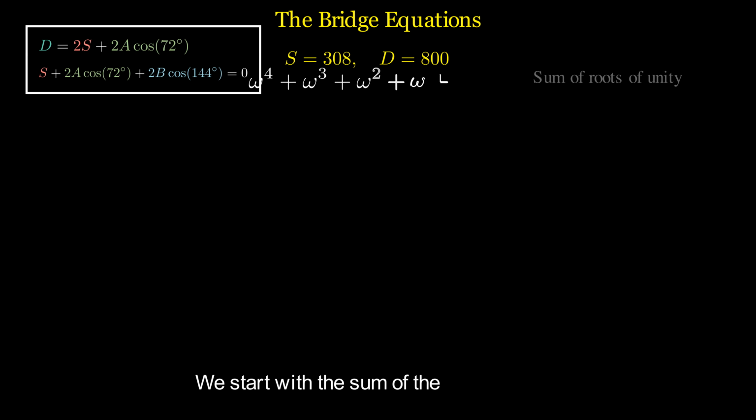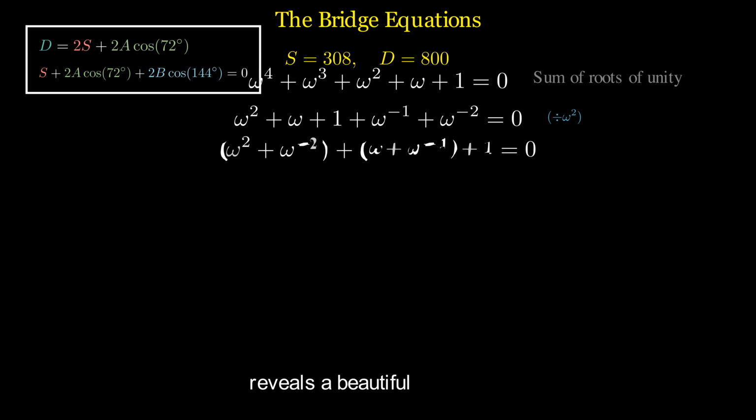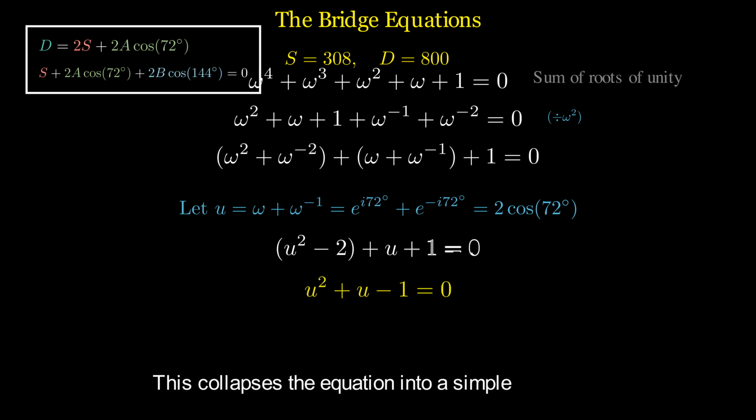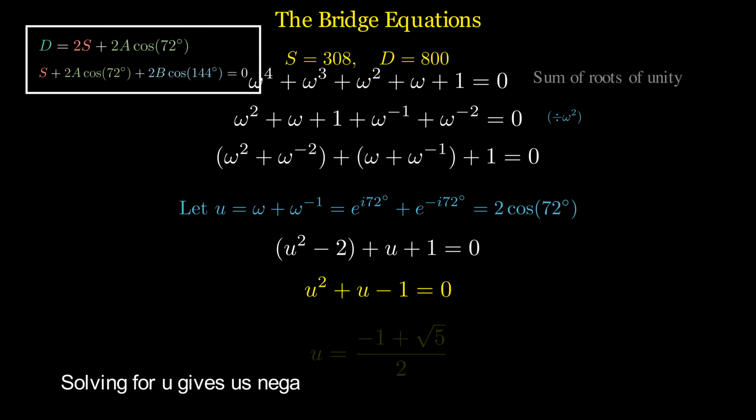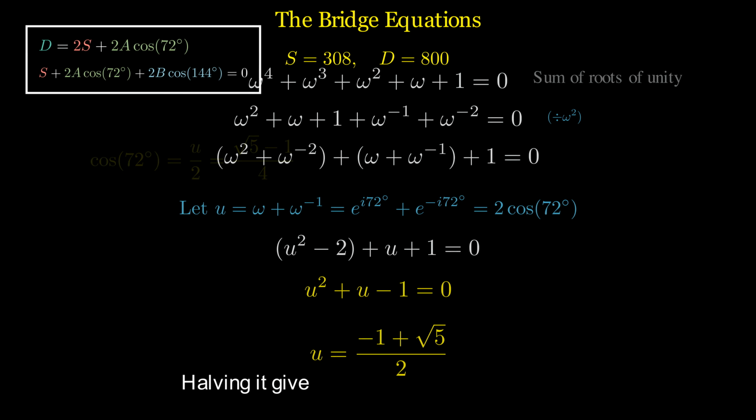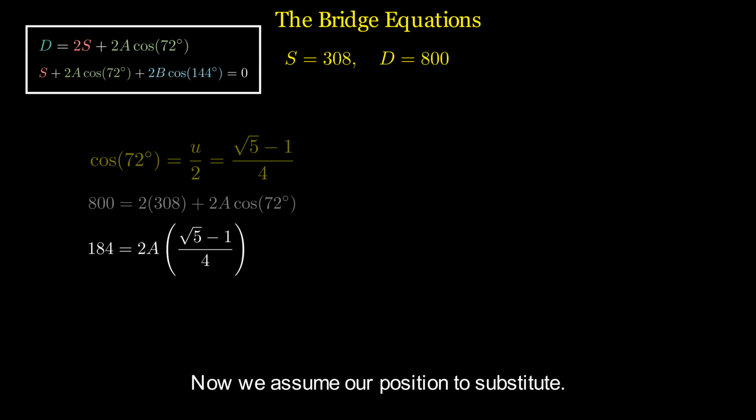We start with the sum of the roots of unity. Dividing by omega squared reveals a beautiful symmetry. We substitute u for the sum of omega and its inverse. This collapses the equation into a simple quadratic. Solving for u gives us negative 1 plus the square root of 5 over 2. Having it gives us the cosine value we need. Now we substitute.